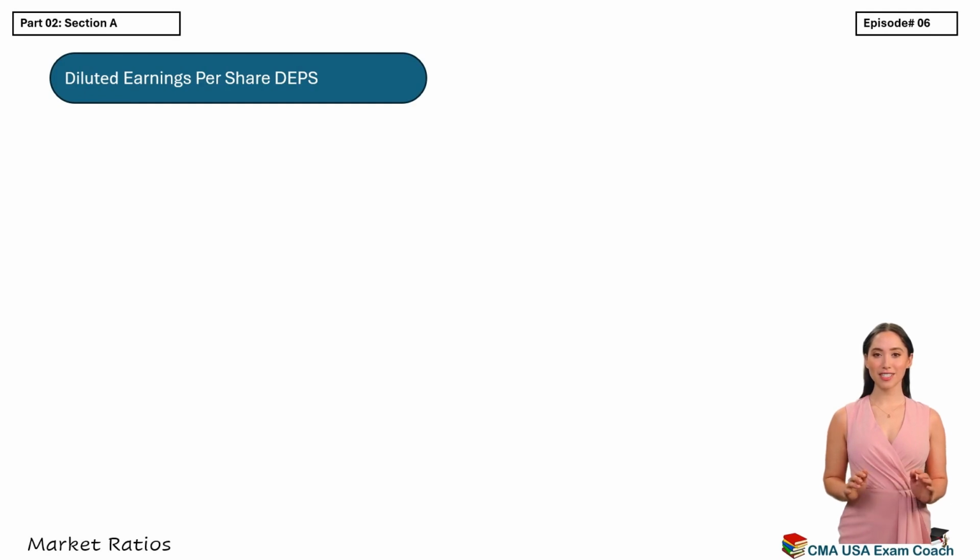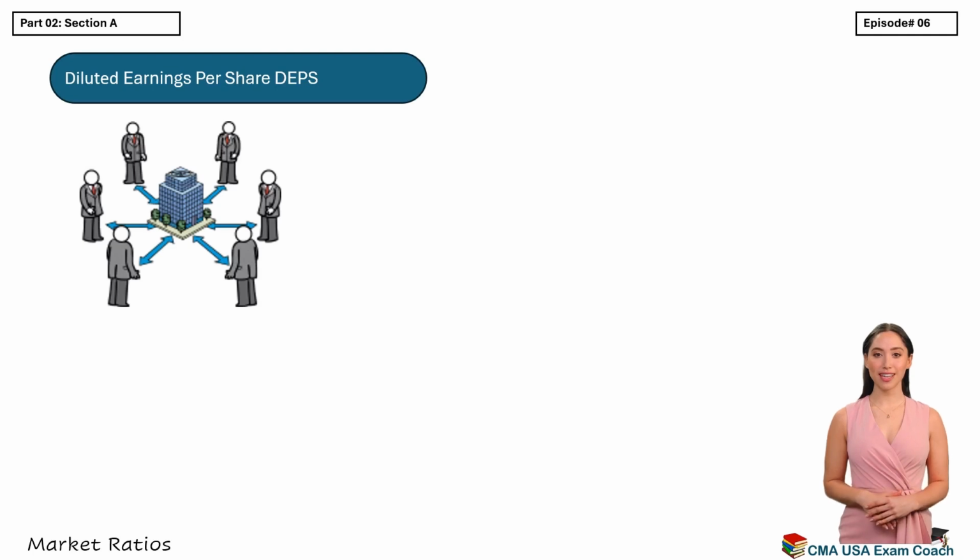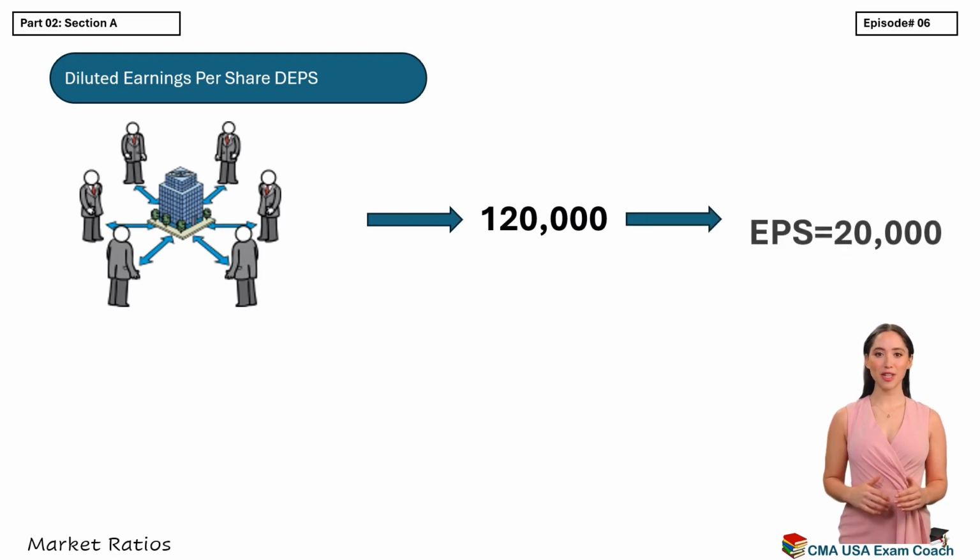Imagine a company has 6 shareholders. The company earns a net income of $120,000. To calculate the earnings per share, we divide the net income by the number of shareholders. So, EPS equals 120,000 divided by 6, which gives us 20,000 per shareholder.